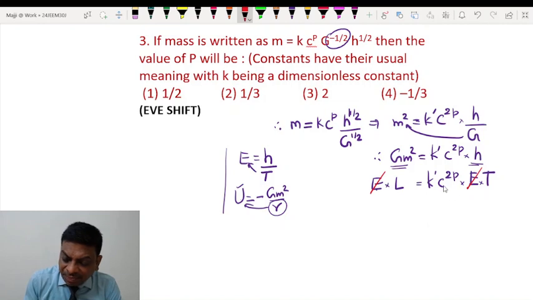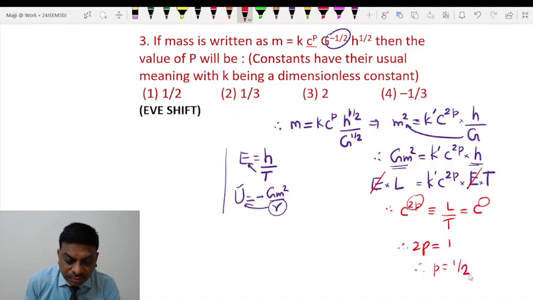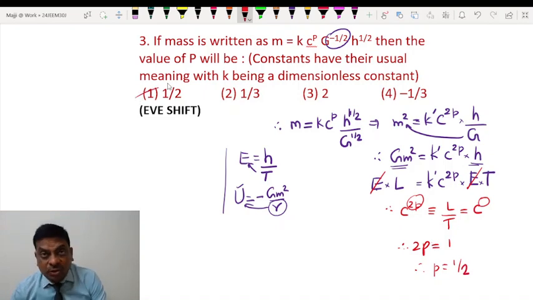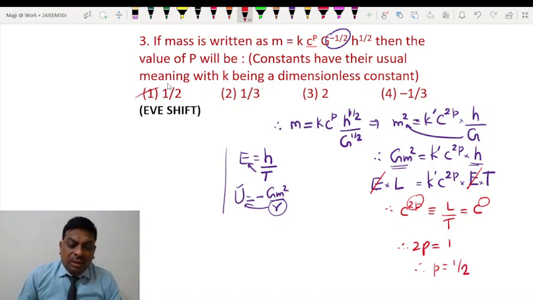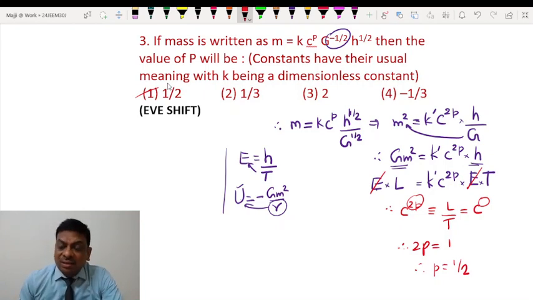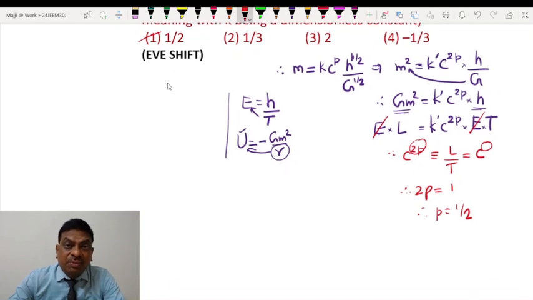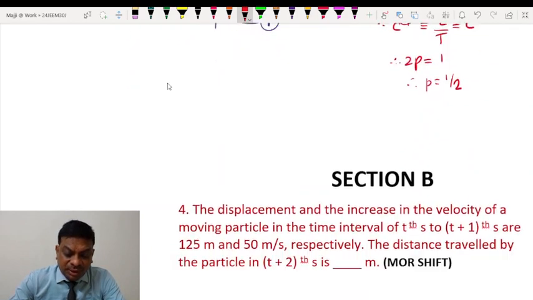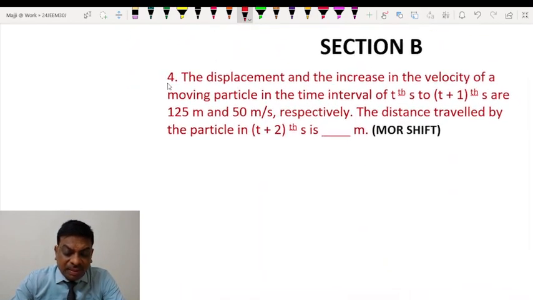Okay, students. Then we can clearly see that c to the power 2p is equivalent to L by t, that is speed only. In other words, 2p is equal to 1, equating the powers on both the sides, and then p is equal to half. We will go with the first option, students. Okay. This one method, students, I feel is convenient as well as easy as compared to the usual method given in books. Okay. Right. Moving on to section D.